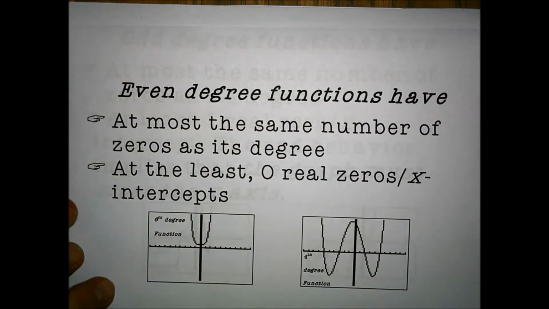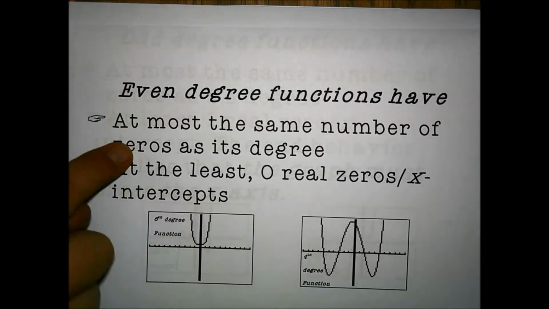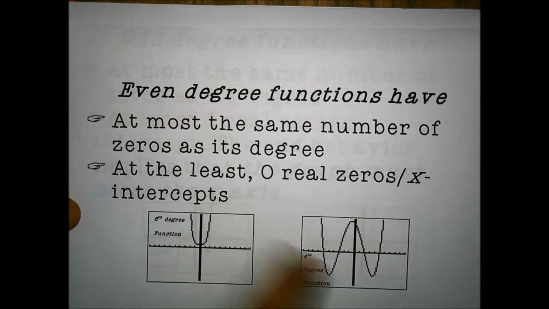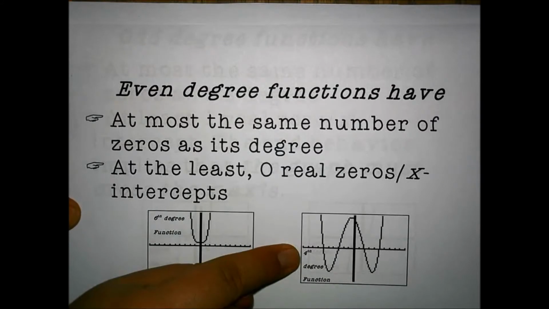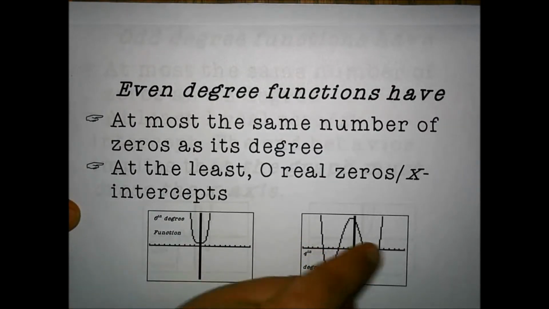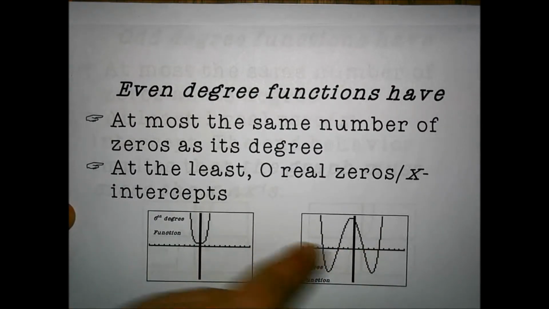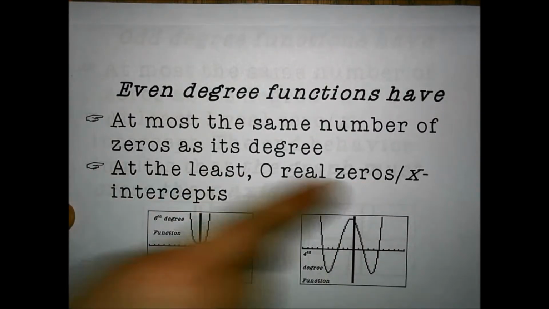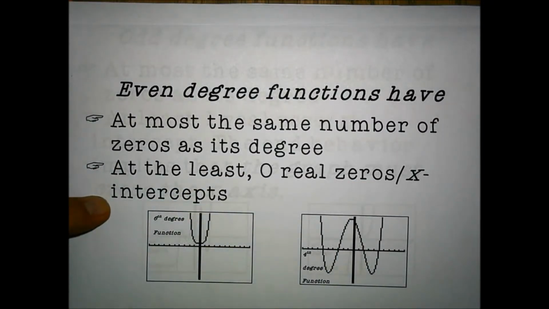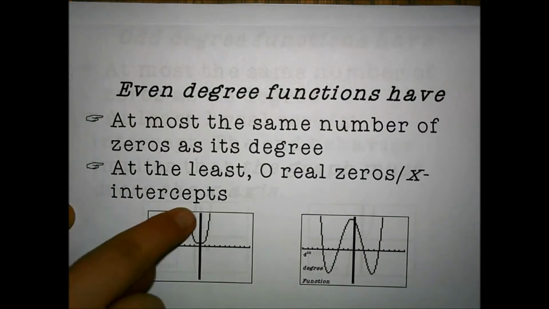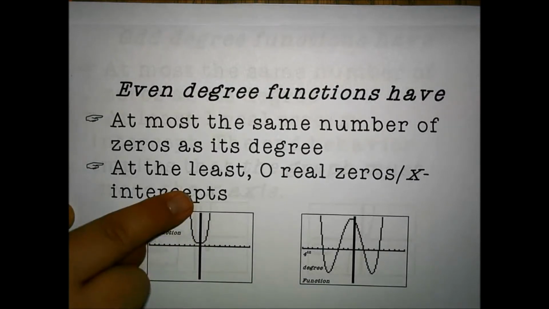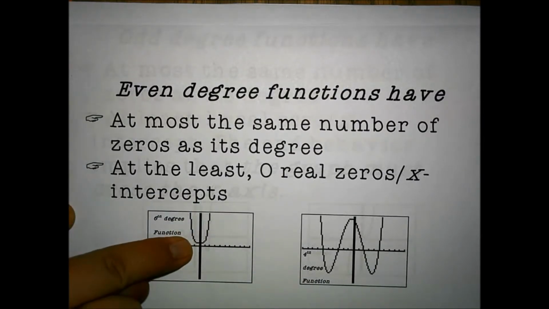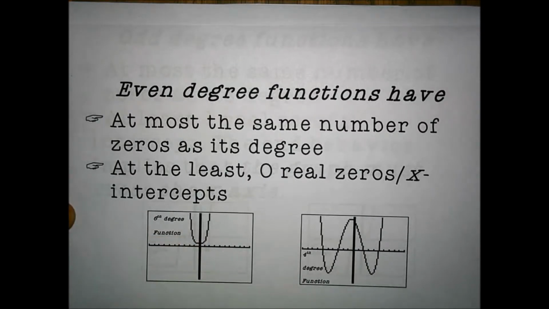Even degree functions have at most the same number of zeros as its degree. So here we have a 4th degree function with 1, 2, 3, 4 roots, all real, all x-intercepts, and at least 0 real zeros, and that will not have any x-intercepts. It's going in the same direction, the end behavior increasing, increasing, increasing, increasing, but there aren't any zeros that are real because there aren't any x-intercepts.